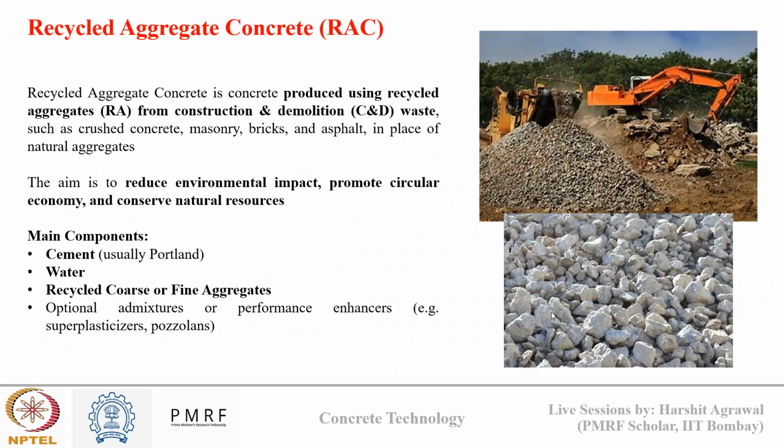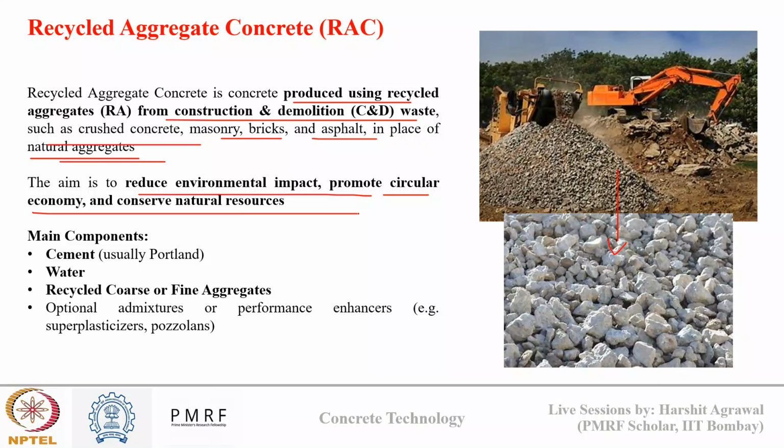Okay, now the final topic of this course on special concrete is the one related to sustainability or sustainable construction practices, and that is recycled concrete aggregate. As you can see in the image, tons of C&D waste is generated from demolition of old structures. If the C&D waste is processed properly, we can form what is known as recycled aggregate. Recycled aggregate is produced by recycling construction and demolition waste such as crushed concrete, masonry, bricks, and asphalt, used in place of natural aggregate. The aim is to reduce the environmental impact, promote circular economy, and conserve natural resources.